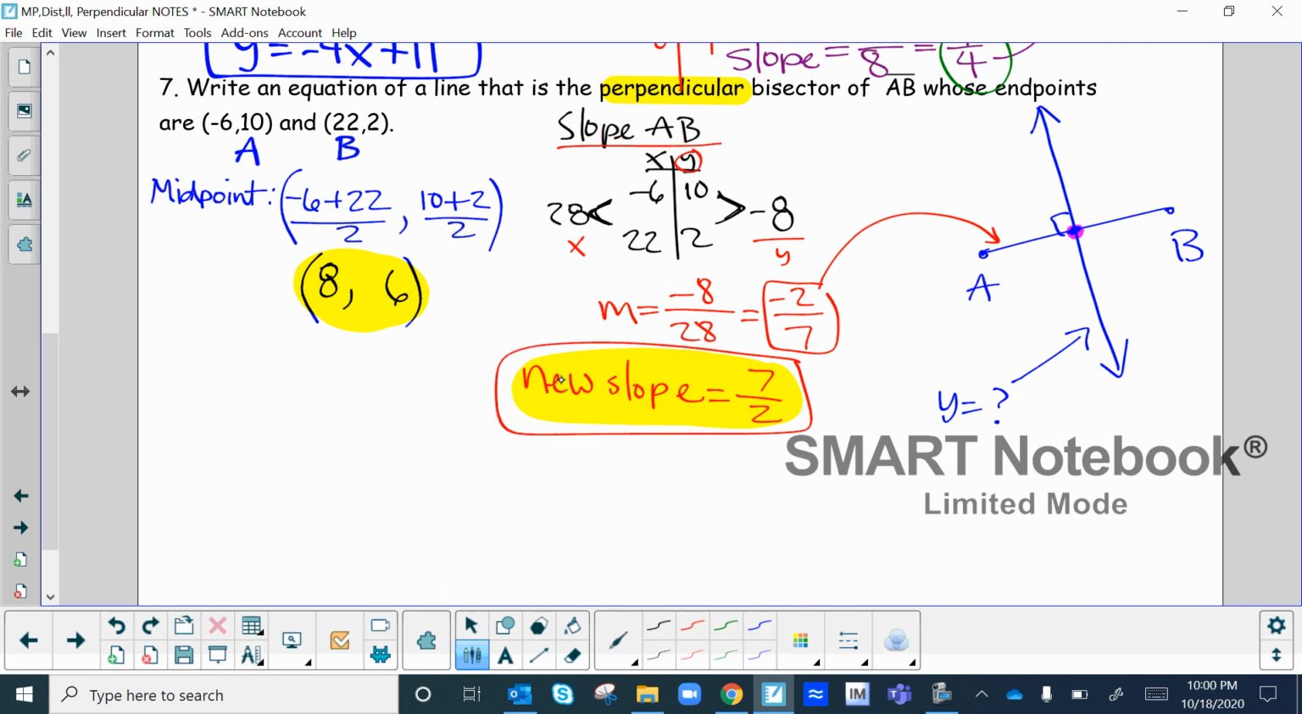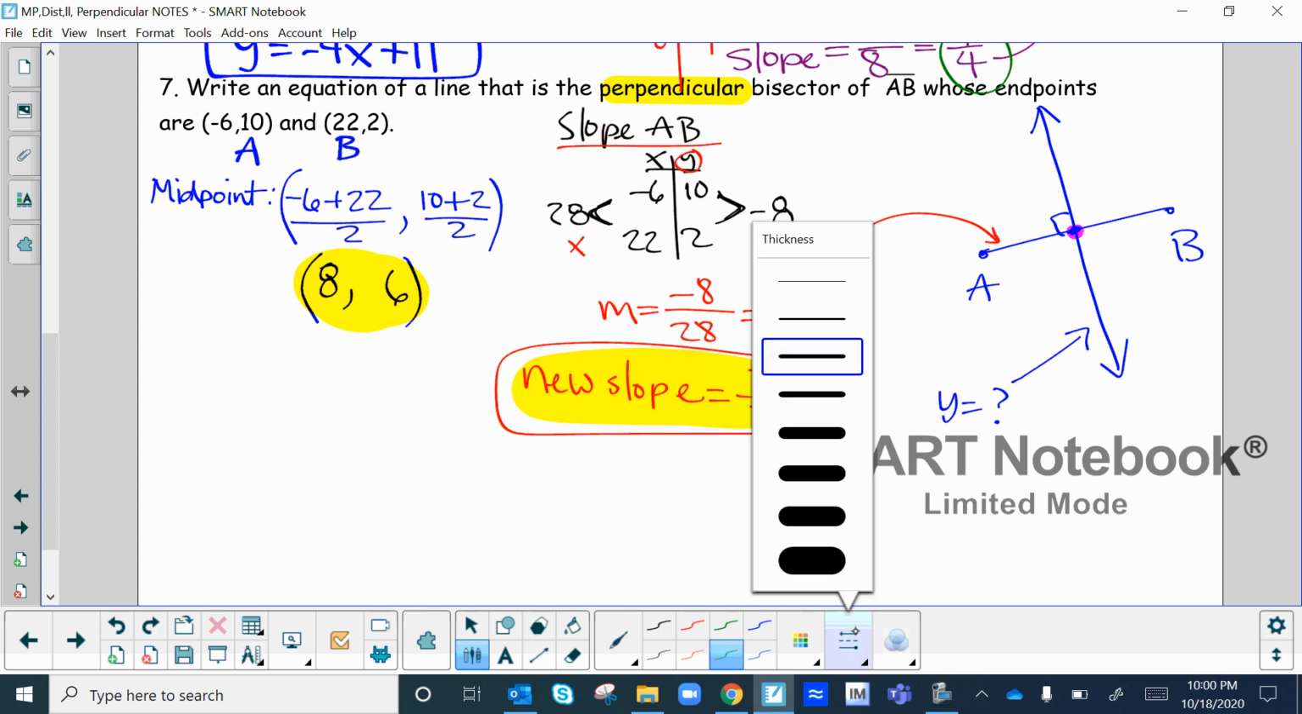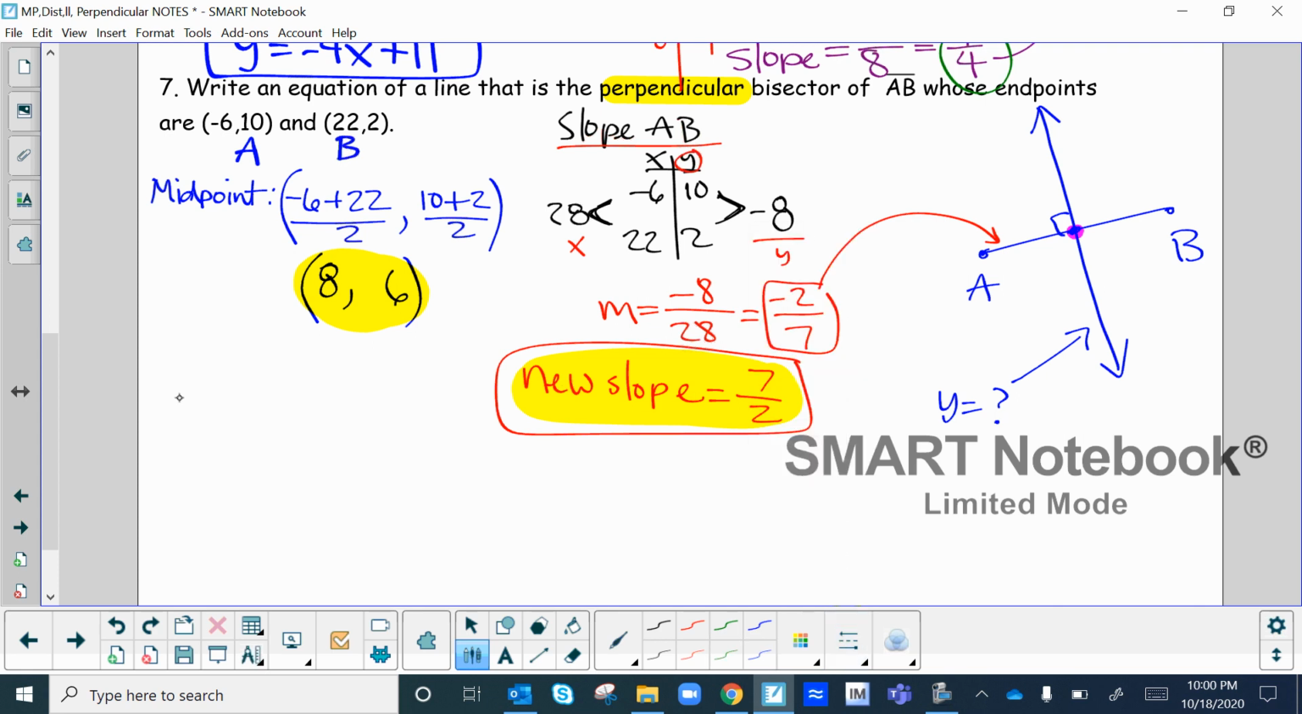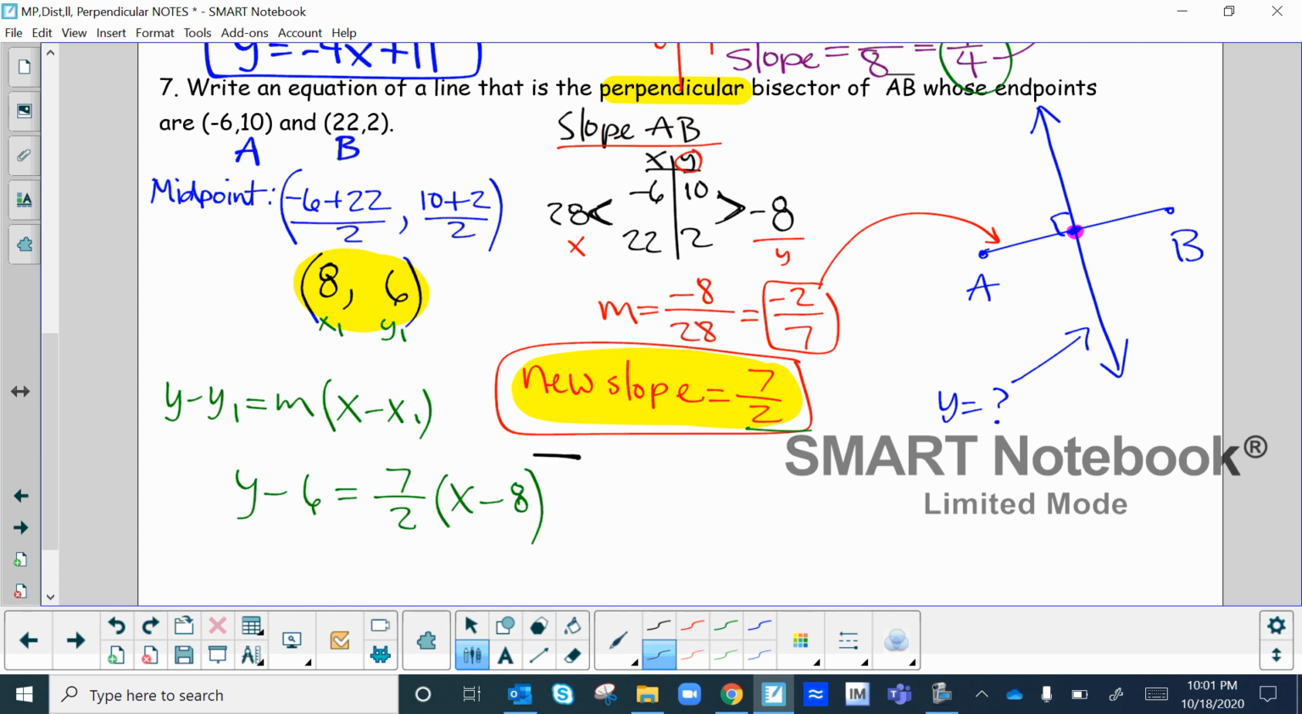So how do I write the equation out? I'm going to do point slope formula. So I'm going to do y minus y1 equals m times x minus x1. So you're saying, well, what is x1, y1? Remember, it's this point right here. That's your x1, that's your y1. And here's our slope. So we have y minus 6 equals 7/2 times x minus my x1, which is 8. And this is my final answer right there.